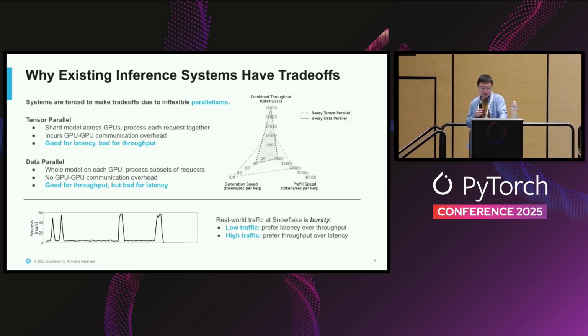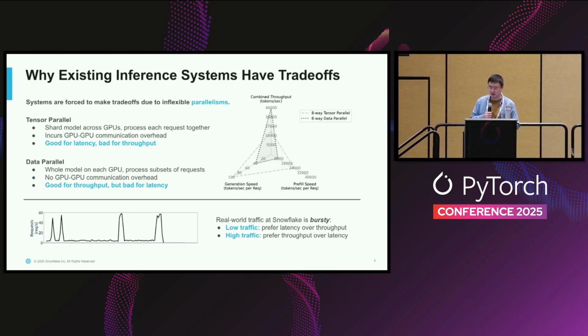And furthermore, real-world traffic, like the kind that we observe very often in Snowflake, can be very, very bursty. There are periods of high traffic and periods of low traffic. And that means that we really want our inference system to be able to dynamically adapt to each of these different periods of time. Right?